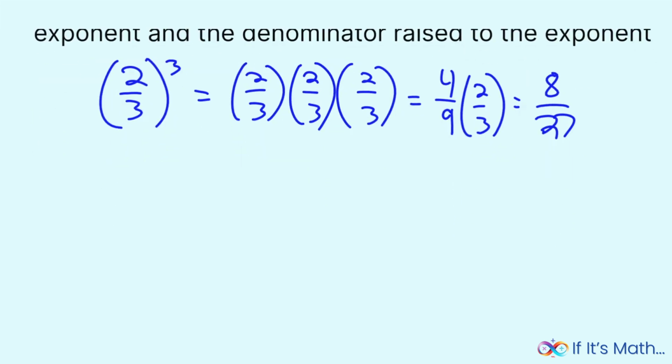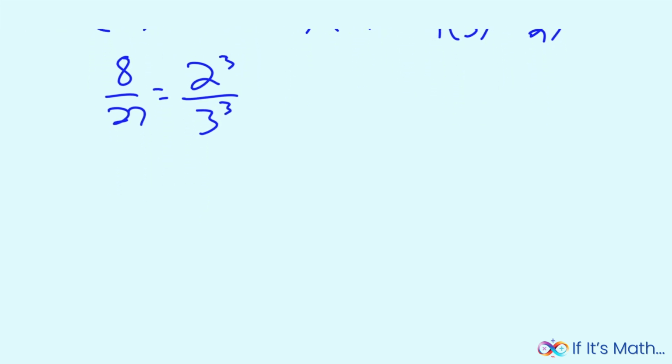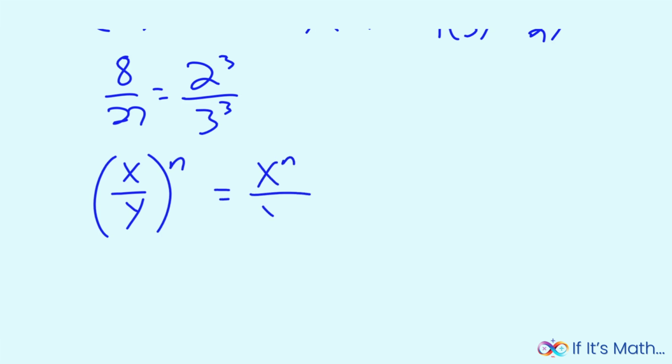Well, if you think about 8/27, that's 2 to the third over 3 to the third. So it ends up being pretty similar to the rule we had before. You just break it out to make sure you can tell that it still works with fractions. If you have x over y to the nth power, then that is x to the nth power over y to the nth power.